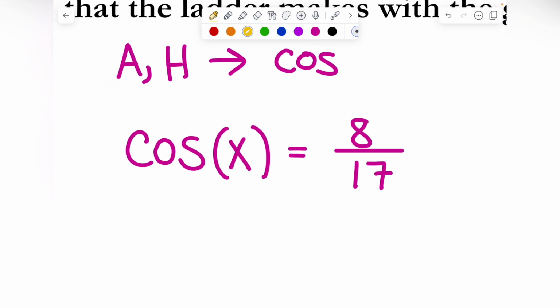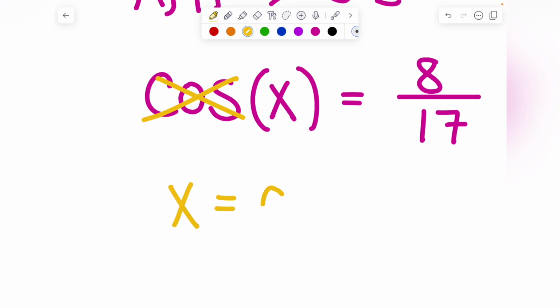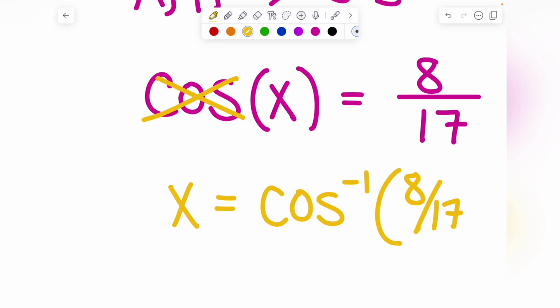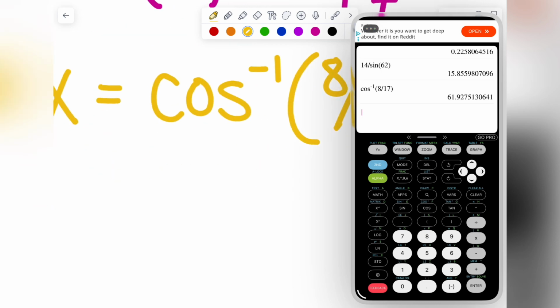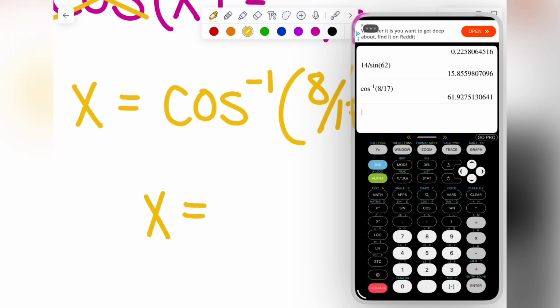All right, cool. To cancel out cosine, I have to inverse both sides. So I have to inverse the other side. Cosine inverse of 8 over 17 is 61.9. Let's round it to 62 degrees.